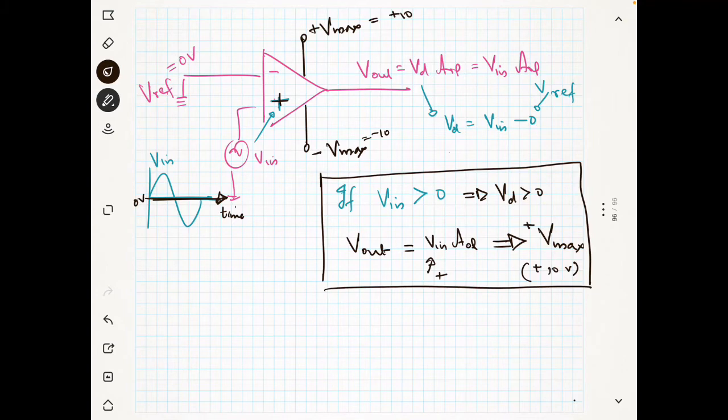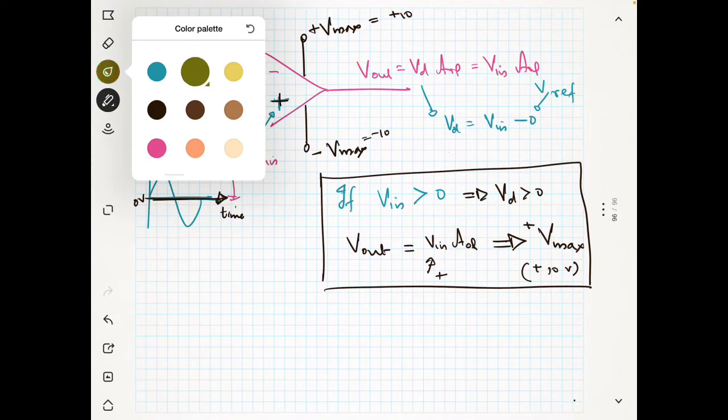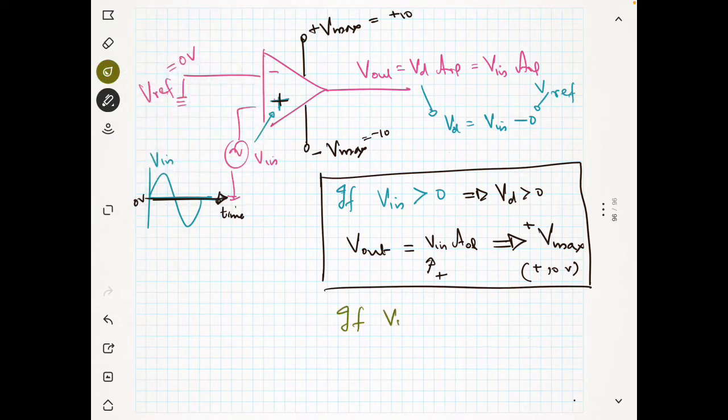Now the second case: if your V in is less than 0, which implies that my VD, what is my VD?